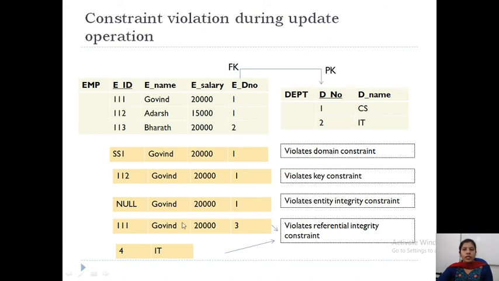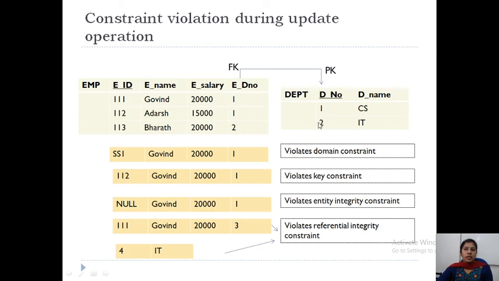Now, what about the referential integrity? As I said, if the foreign key is updated or modified, and that foreign key does not exist in the reference table. So here 3 is not existing in the department table. That's why here it violates the referential integrity constraint.